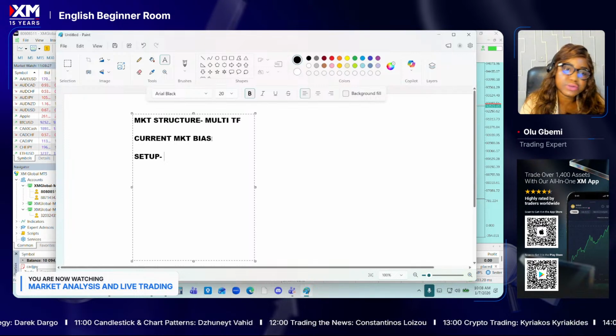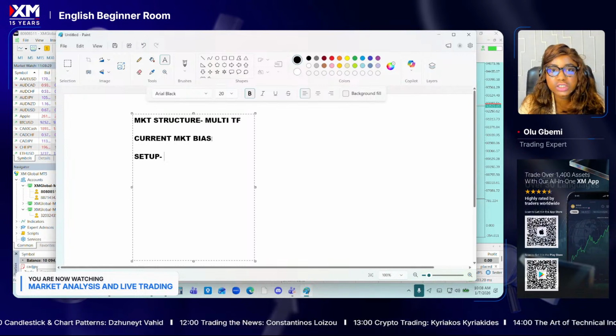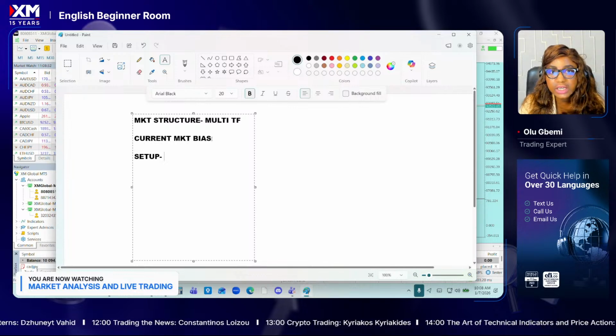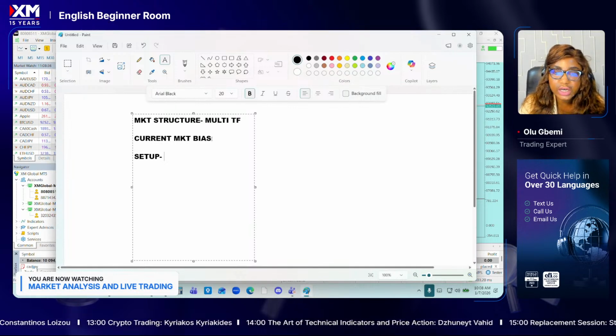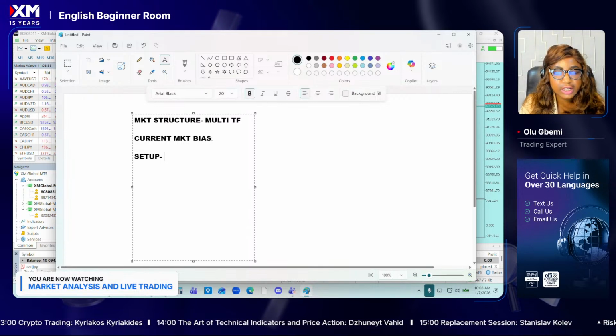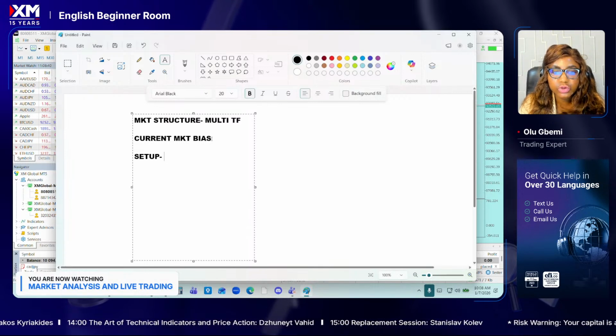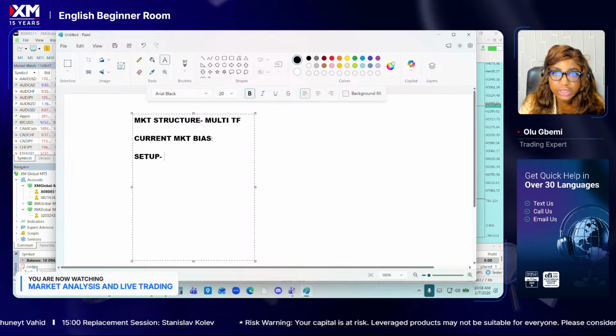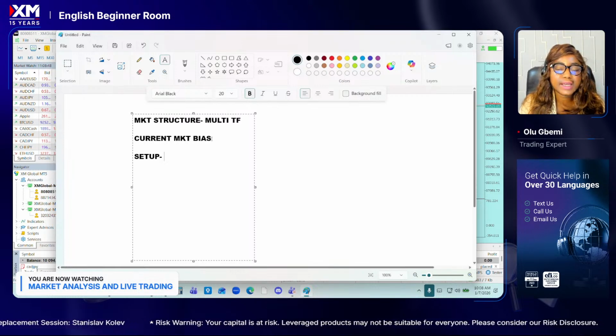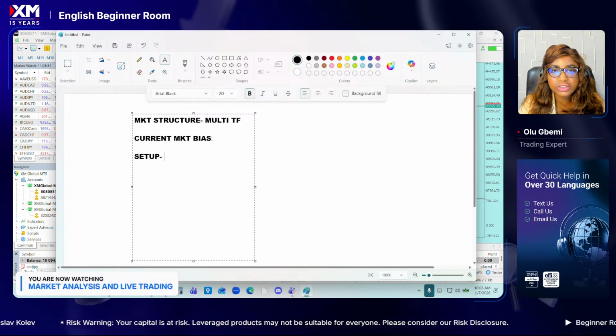I can apply a simple strategy like using a dynamic support and resistance level, where I can look at either the trend line, moving averages, or Ichimoku. Ichimoku is an indicator that can also help us to find good trade ideas in a trending market. So I can apply any of these to find my trade ideas.